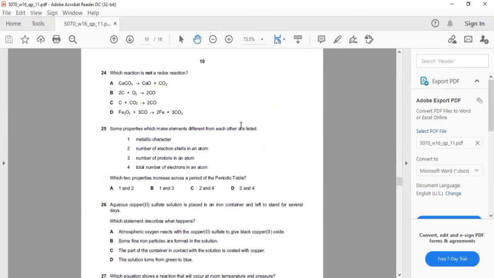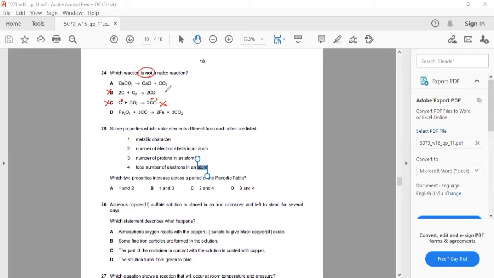Number 24. Which statement is not a redox reaction? I told you so many times about redox reactions. Okay, so this is a redox reaction because carbon goes from 0 to plus 2. This is a redox reaction. In a redox reaction, the oxidation number changes.